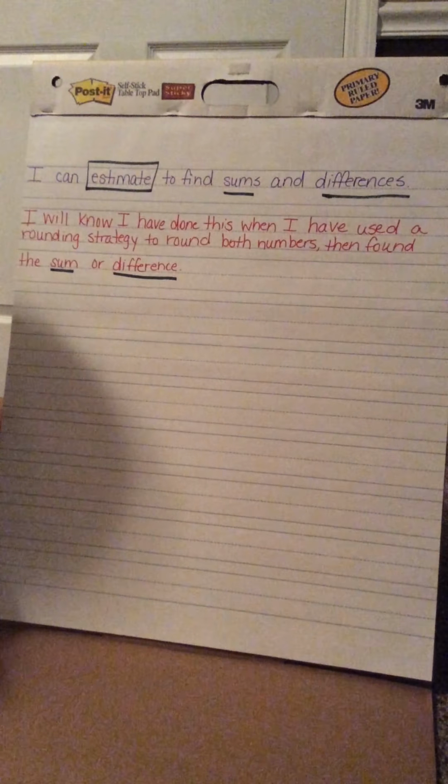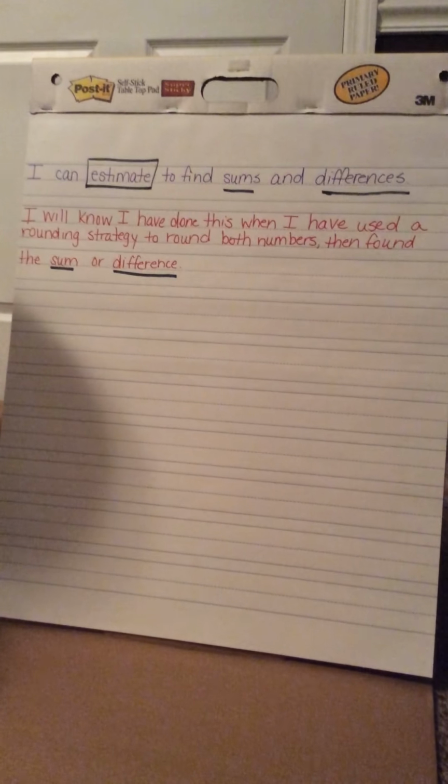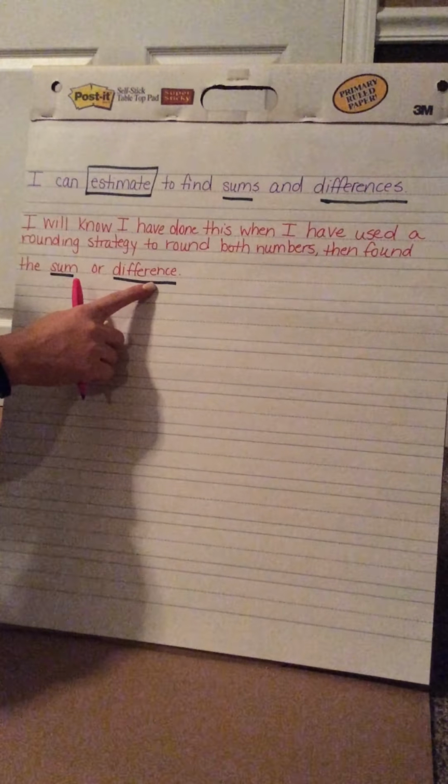It's sort of like a roundabout answer. And we're going to be using this both with sums and differences. Sums are when you put numbers together, and differences are when you find out how different they are. So we're going to be subtracting when we're finding differences and adding when we're finding sums. And you're going to know that you're successful with this when you've used one of your rounding strategies to round both of the numbers. And then you find the sum, which is adding, or the difference, which is subtracting.